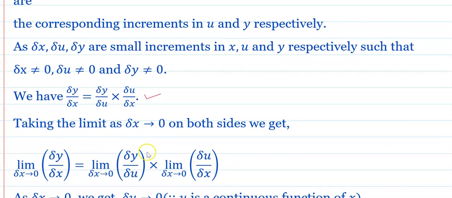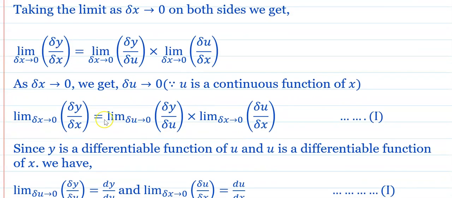Taking the limit as delta x tends to 0 on both sides, you will get limit delta x tends to 0, delta y by delta x is equal to limit delta x tends to 0, delta y by delta u into limit delta x tends to 0, delta u by delta x. Okay, as delta x tends to 0, delta u must be 0, that is, u is a continuous function of x, therefore we can write this limit delta x tends to 0 for delta y by delta x is equal to limit delta u tends to 0.